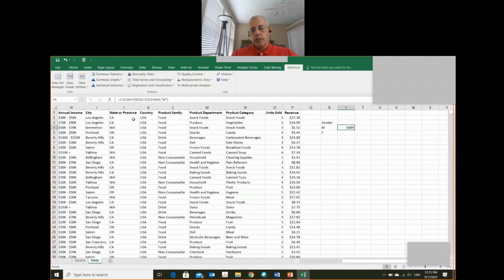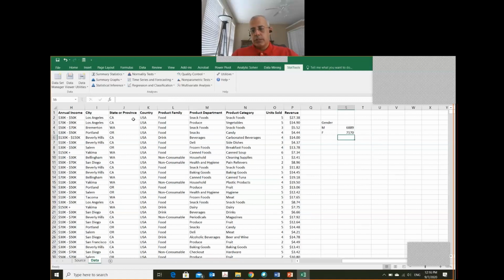Out of over 14,000 records, we have 6,889 male. And again, we can use the same formula for female. Equals COUNTIF, the range, again, is the same, D2 colon D14060. This is our data range, and our criterion is female, F.